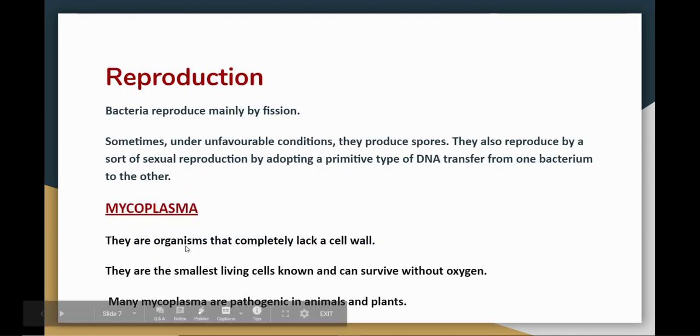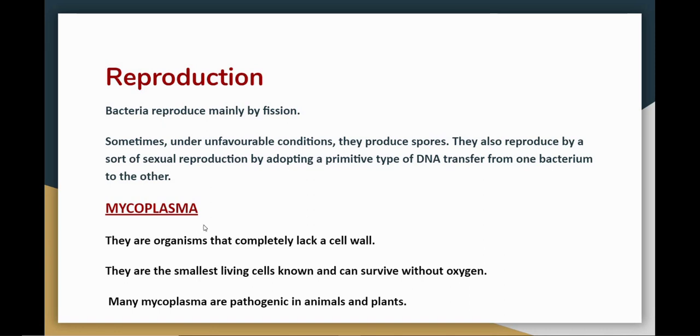Now, how do bacteria reproduce? Bacteria reproduce mainly by fission. The single cell splits into two, and each of them grows into a new individual cell. Sometimes under favorable conditions they produce spores also. They also reproduce by a sort of sexual reproduction, adopting a primitive type of DNA transfer from one bacterium to another. But mostly it is fission.